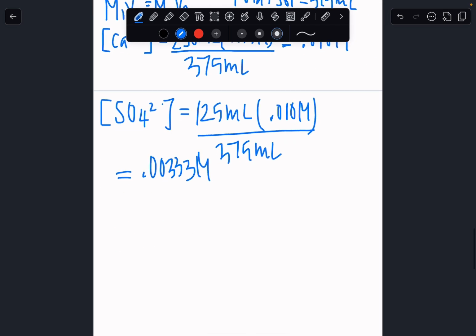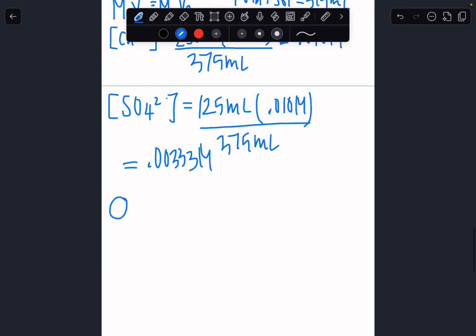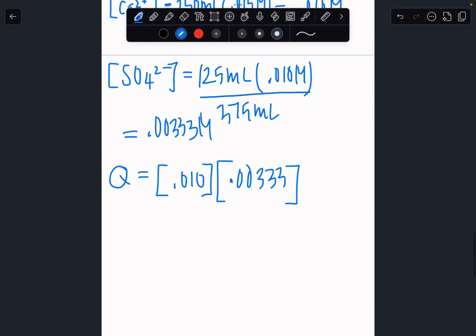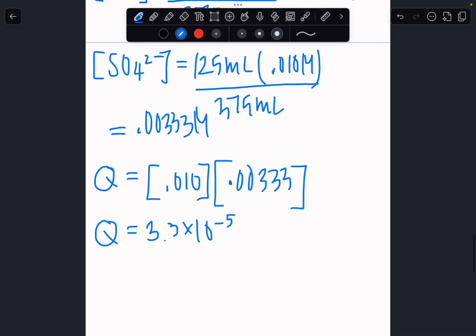So now you plug it back into your Q equation. That's going to be Ca2 plus, which is 0.010 molarity, times 0.00333 for SO4 2 minus. And then when you calculate that out, you get 3.3 times 10 to the negative fifth. And that is your Q.